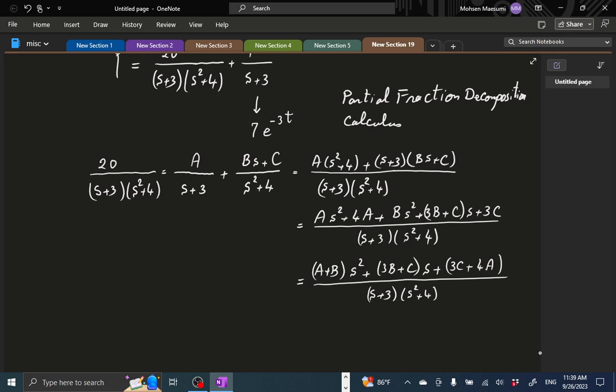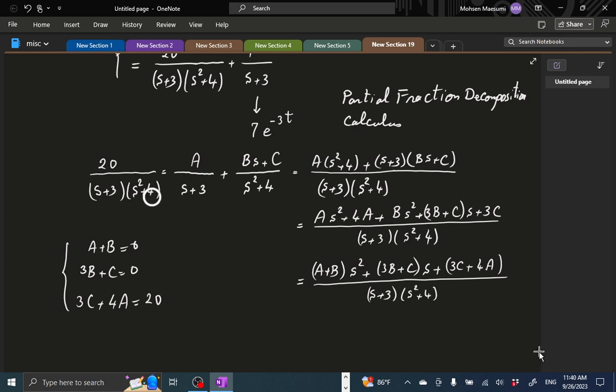Now what? This is supposed to be identically the same as that. So what does that mean? I don't have any s squared terms there, so this coefficient has to be 0. I don't have any s here either, so this coefficient has to be 0. All that's left is that this has to be the same as 20. So I'll have A plus B has to be 0, 3B plus C has to be 0, and 3C plus 4A, that's the only non-zero one I have here, is 20.